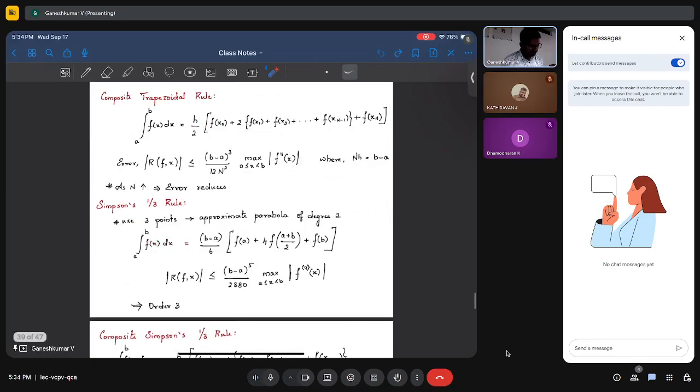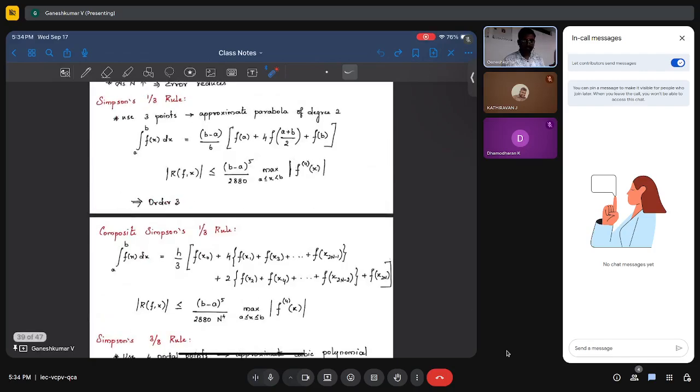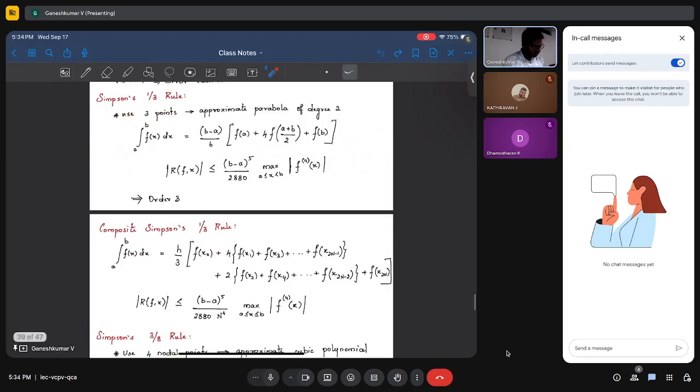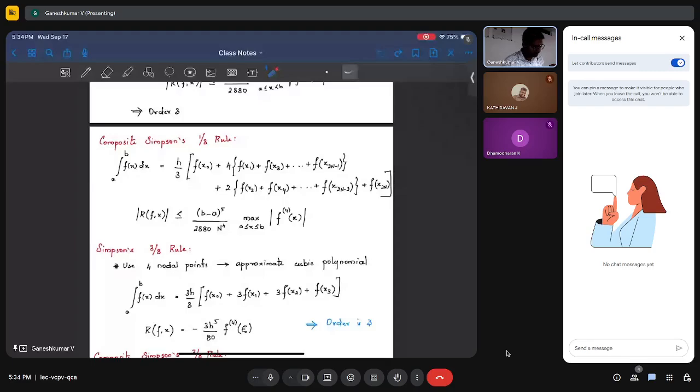In Simpson's 1/3 rule, you take 3 points and approximate it as a parabola, a parabola of degree 2, and the final Simpson 1/3 rule would look something like this. If you are dividing it into multiple points, then you can express it as a composite Simpson 1/3 rule. For that, you have the initial function value and the last function value, and the odd functional values are clubbed together and multiplied by 4, and the even functional values are clubbed together and multiplied by 2.